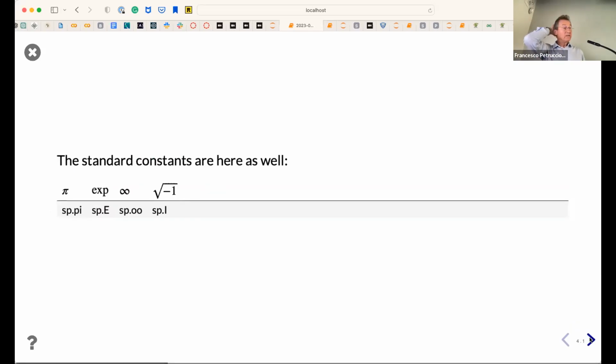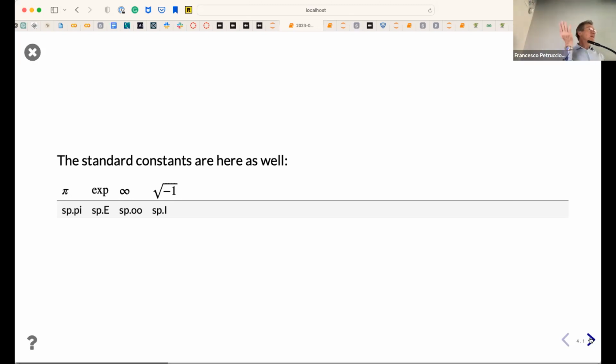Another very important thing: all the standard constants are there. If you want pi, just sp.pi. If you want e, it is sp dot, and it's capital E, and I wonder why. I don't know, but what is funny is that there's also infinity. sp.oo stands for infinity. So in particular, if you do sums or integrals, it is a very useful thing to have.